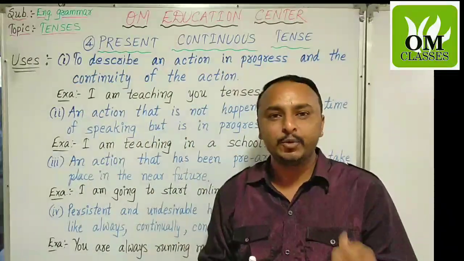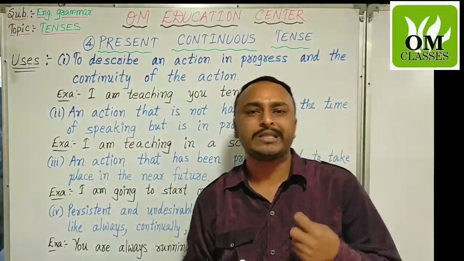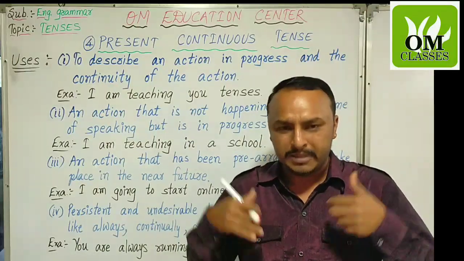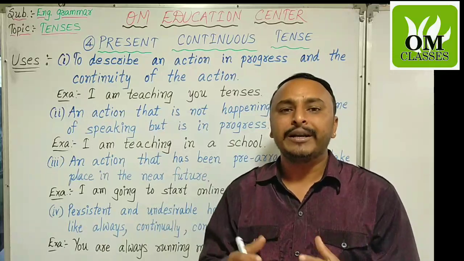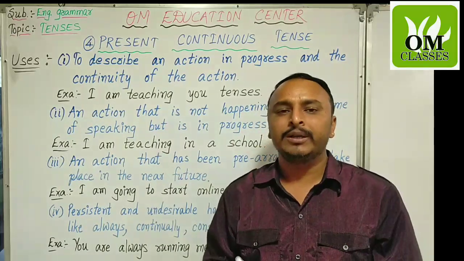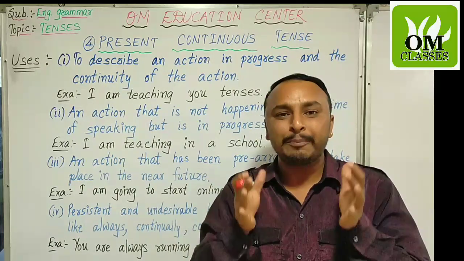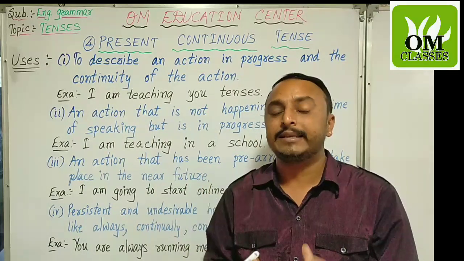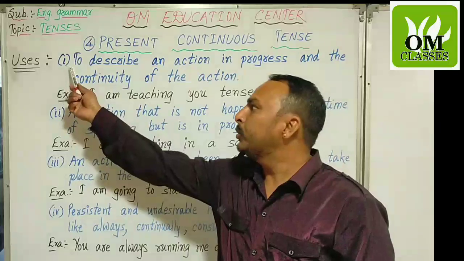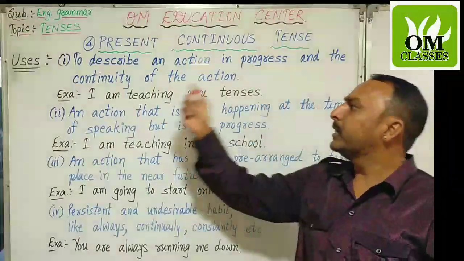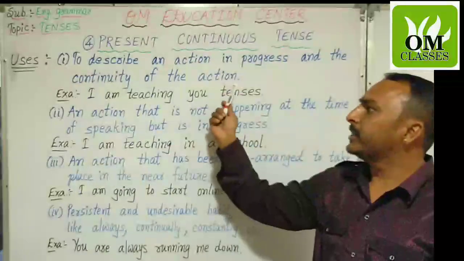Now let's see the uses of present continuous tense. क्या होता है present continuous tense? Present means जो अभी चल रहा है वो, continuous means action is going on. Right now I am teaching you, so that is your present continuous tense. Let's see the uses. To describe an action in progress and the continuity of the action.